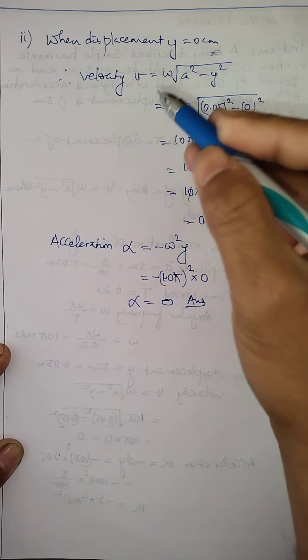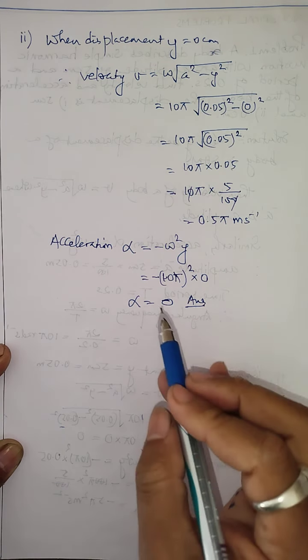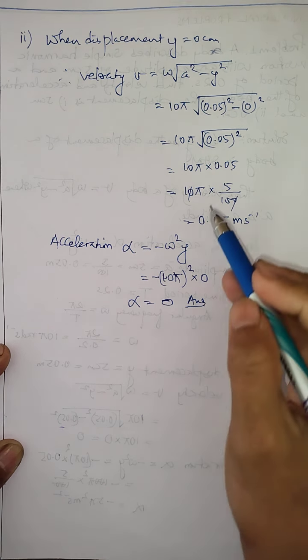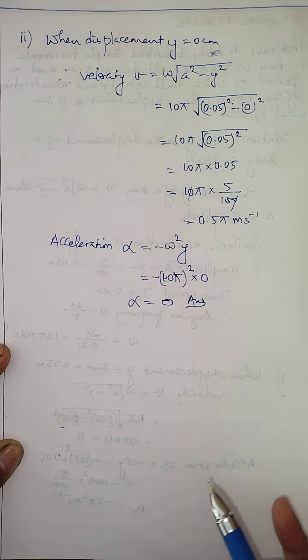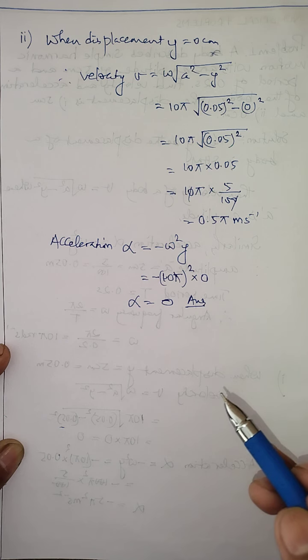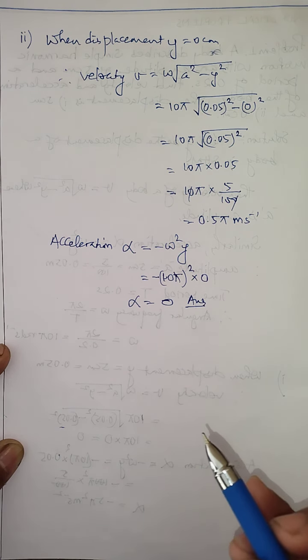So you saw that in the first part, the velocity was 0. Now in this second part, the acceleration is 0. Why is the acceleration 0? Because the displacement is 0. And when displacement is 0, children remember this, the particle always remains in the mean position or equilibrium position. So at that time the acceleration is always 0.